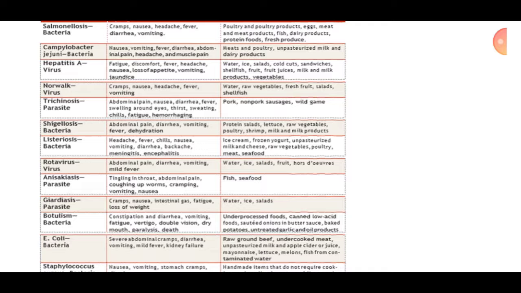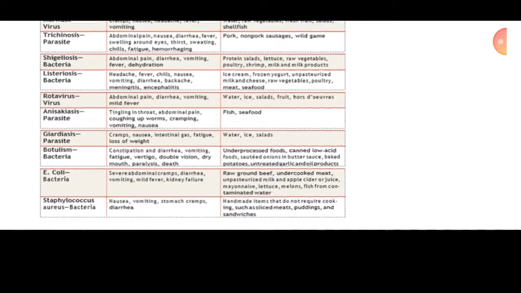Next is Anisakiasis parasites. The symptoms are tingling in the throat, abdominal pain, coughing up worms, cramping, vomiting, and nausea. Food involved is fish and seafood.